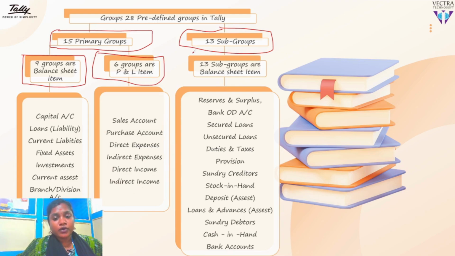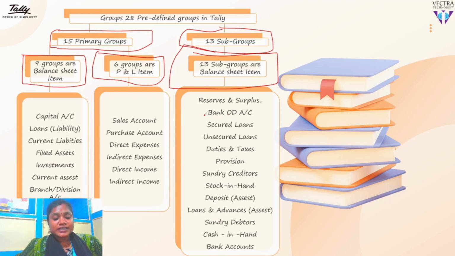The 13 subgroups are placed under the balance sheet groups: reserves and surplus, bank overdraft account, secured loans, unsecured loans, duties and taxes, provisions, and so on. So you know, there are 28 predefined groups automatically created in the Tally software. You can use these groups to organize the chart of accounts of your company. You may create and use groups significant to your business transactions and can alter the nomenclature of these 28 groups.